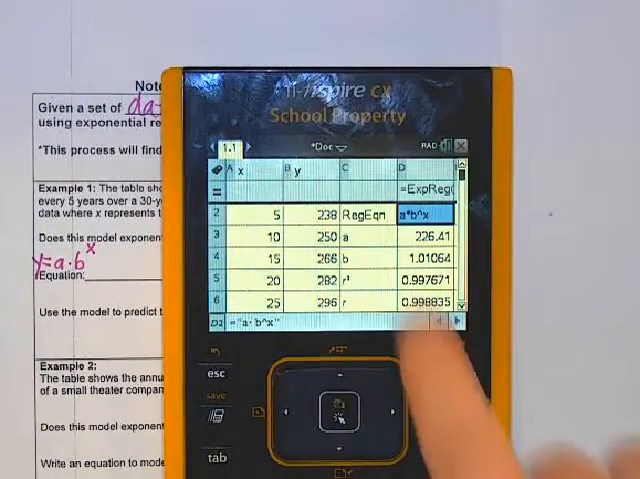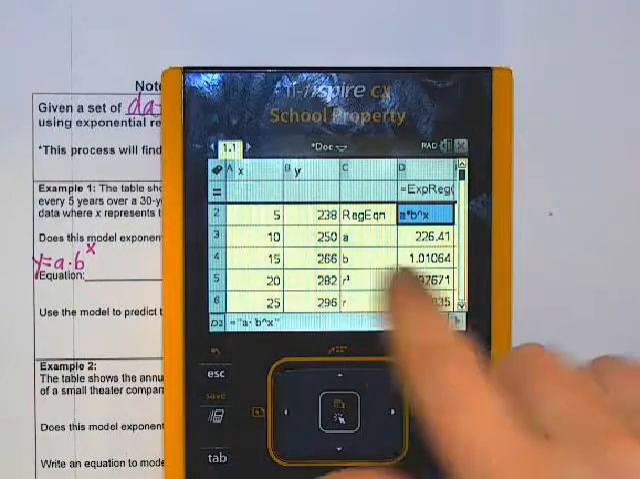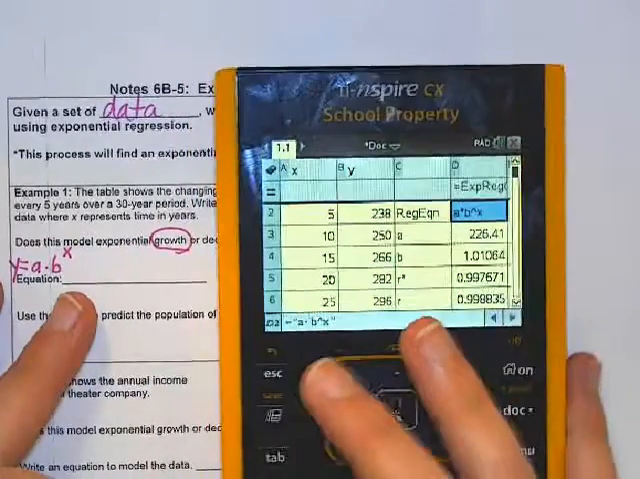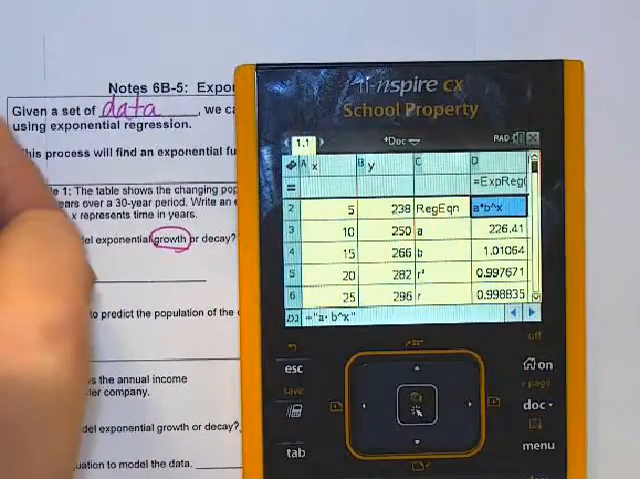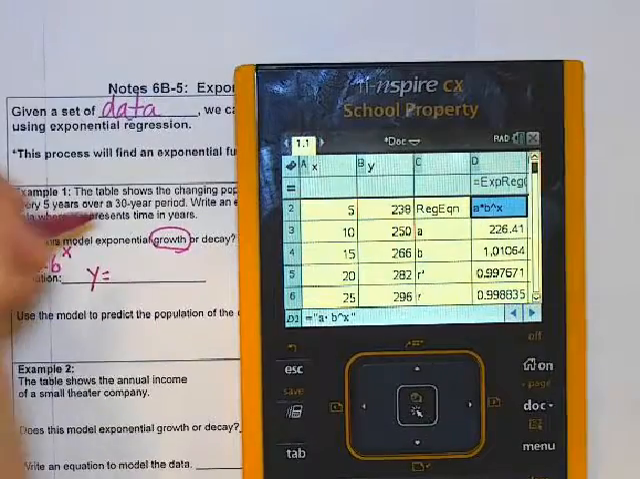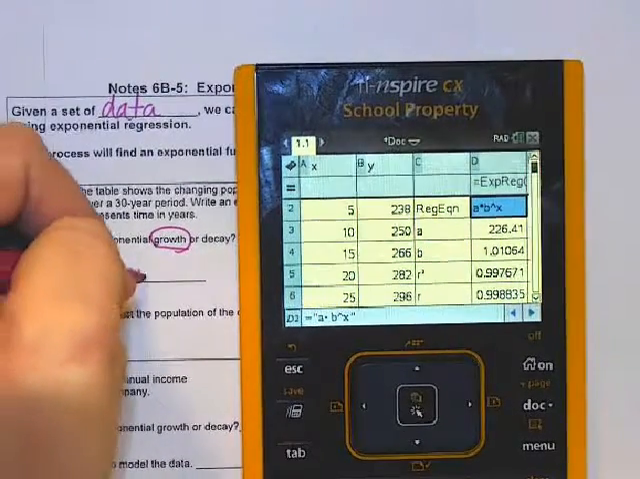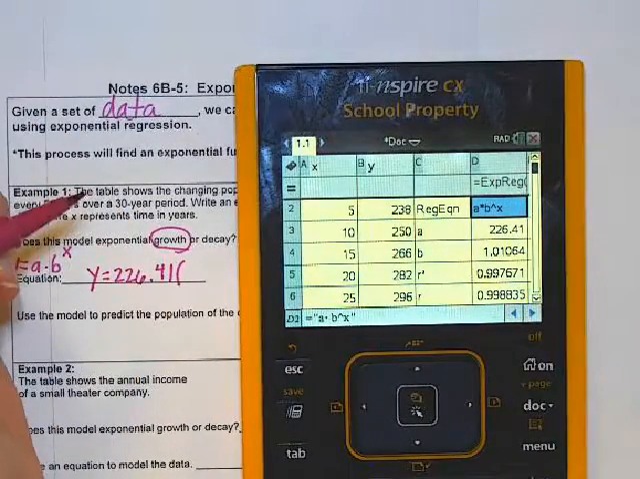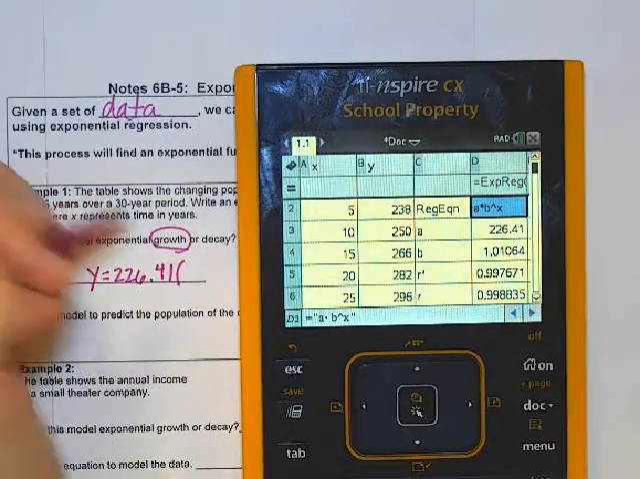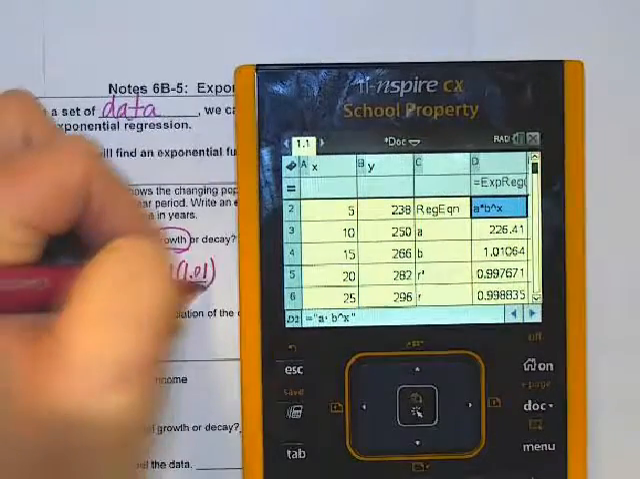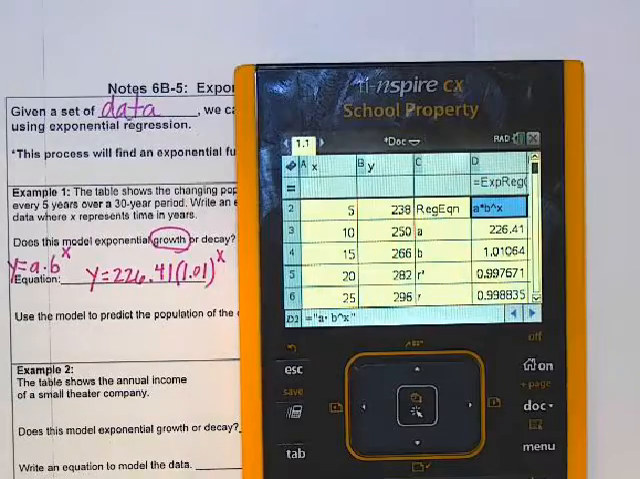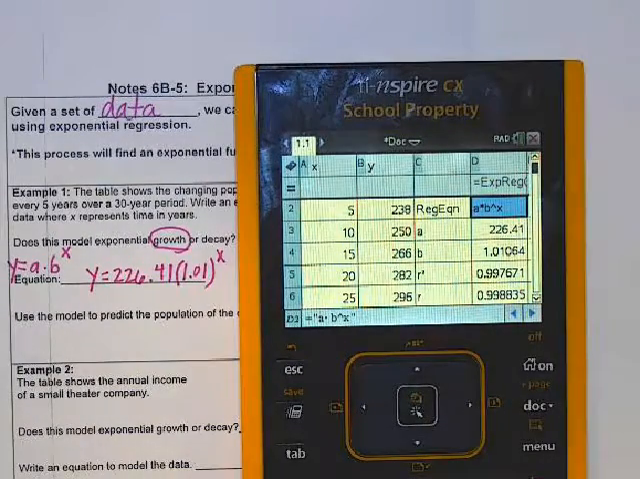Okay. Now it tells me the A and the B, right? So now I take that A and B number and I write it in my equation. So I start with Y equals A, which is 226.41, parentheses my B. Now we're going to round it to 2 decimal places today. So 1.01 to the X. Okay, stay right here in your calculator. Is everybody on this in the calculator?